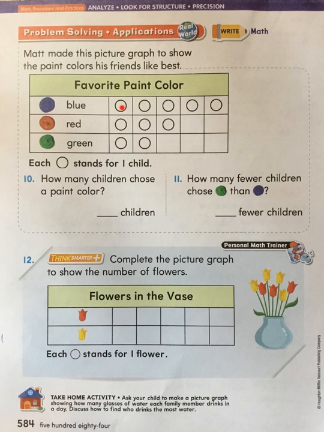So for blue, we have 1, 2, 3, 4, 5. So what number are we going to write at the end? 5. Let's look at red. 1, 2, 3. If we have 3 circles, that means we're going to write the number 3. And the last color, green. That's my favorite color. Let's take a look at how many voted for it. 1, 2. So if 2 voted, that means we're going to write a number 2.